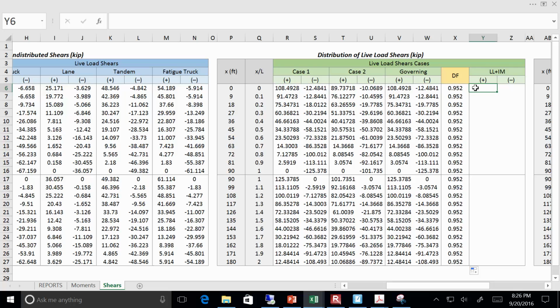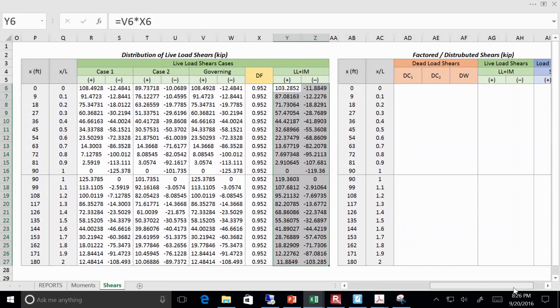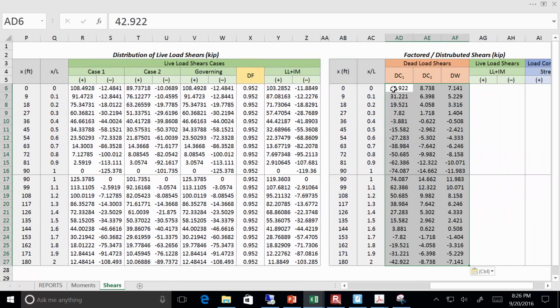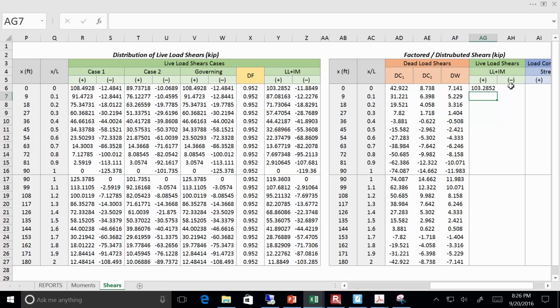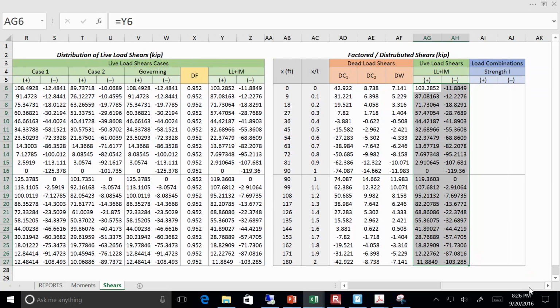All right. And then for live loads, I'd have to distribute them. So take the governing case times the distribution factor. Now we got to do a load combination. So I'm going to go ahead and just copy and paste these shears over because I'm lazy, don't want to do the formula. The live loads, those equal that. And there you go.